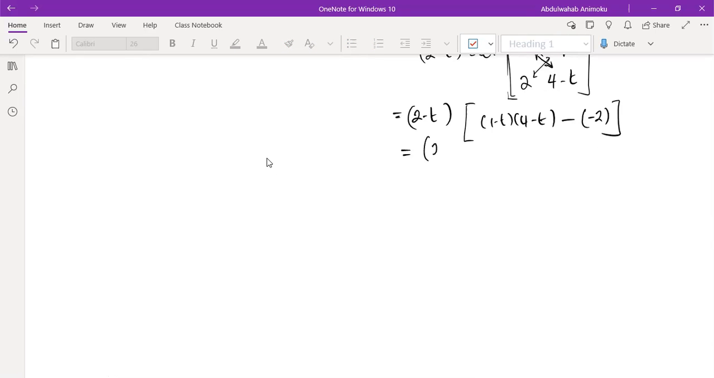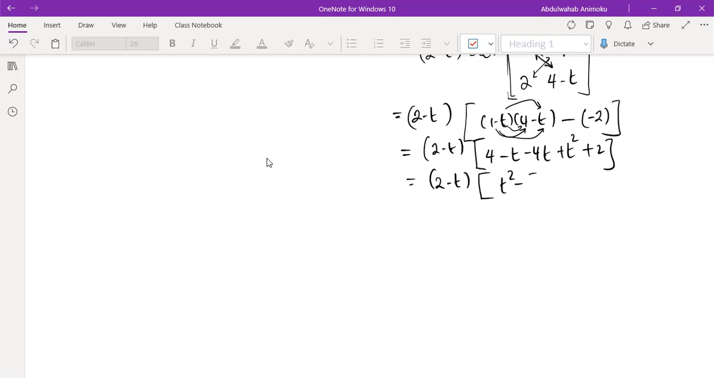Let's continue this. So that's 2 minus t. We need to expand this. So how do we expand this? This is just 1 times 4, 1 times minus t, minus t times 4, and minus t times minus t. So 1 times 4 is 4, 1 times minus t is minus t, then minus 4t, then plus t squared, then minus times minus 2, that's plus 2. So we just basically have this. Let's quickly go through this simplification. We have minus 5t plus 6.